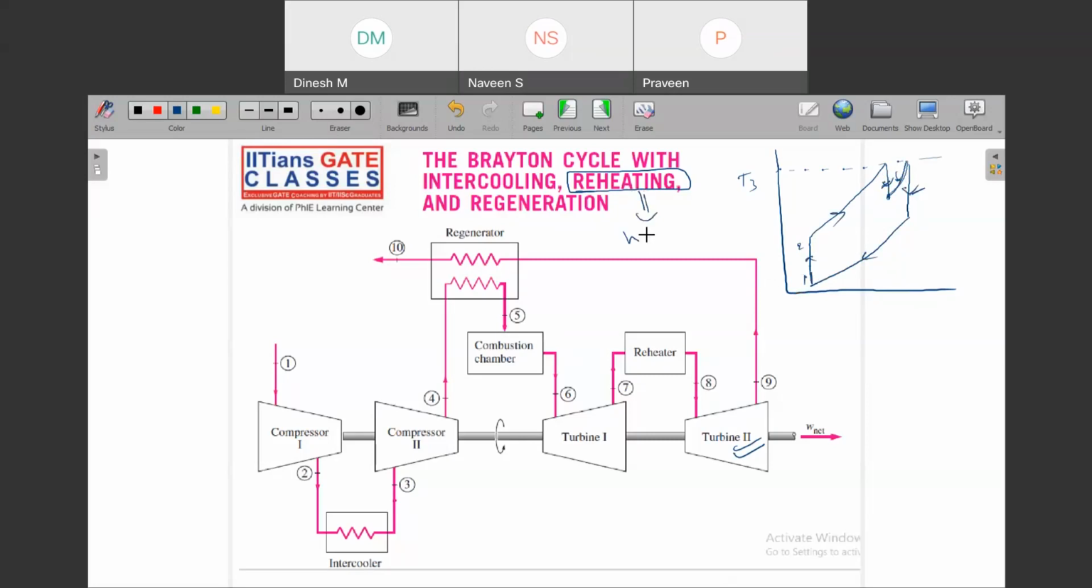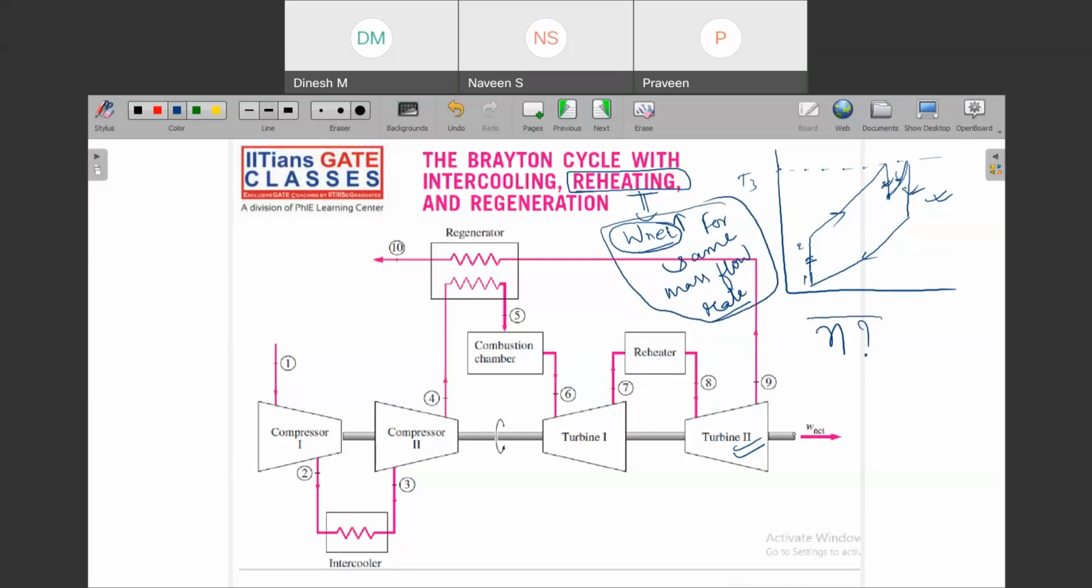So what happens in the reheat? You will get W net increased. Why? Because your compressor work is the same, but your turbine work has increased. So your W net gets increased for the same mass flow rate. Can you see that the mass flow rate was the same? So can you see the benefit of reheating is that for the same mass flow rate, you have achieved more W net. But what about efficiency?